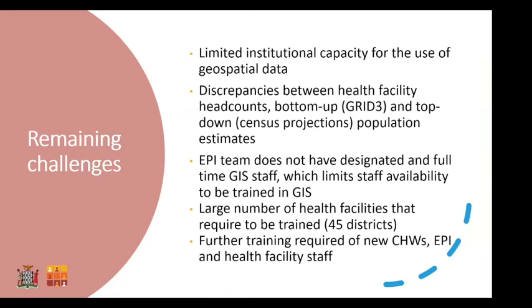In terms of the remaining challenges, we have recognized that there's limited institutional capacity for use of geospatial data, and discrepancies beyond health facility headcounts, bottom-up grid 3 estimates, as well as the ZAMSTAT projections. Then EPI does not have a designated and full-time GIS staff, which limits the staff's ability to be trained. So you find that even if they're trained, that does not really fall within the mandate, and then you have to realign to the constraints and situation that is at hand.